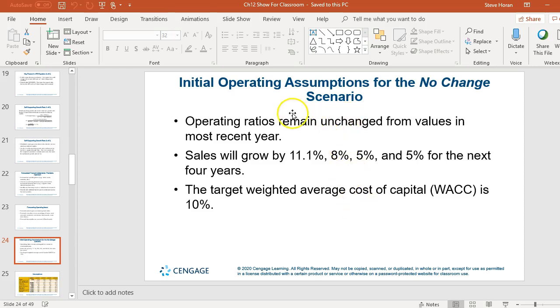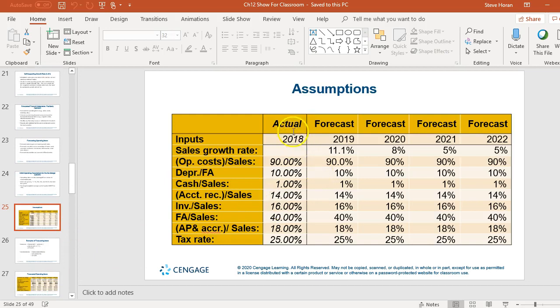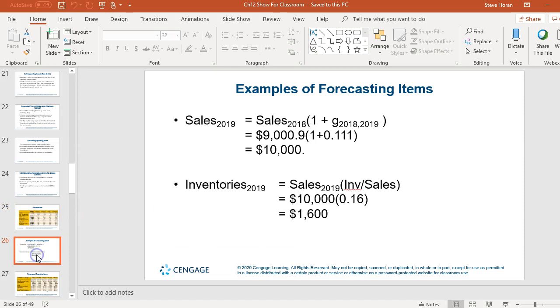So I'm going to give us an easy scenario first and say that let's look at the initial operating assumptions under a no change scenario. So we're going to grow sales over the next few years by 11.1, 8, 5, and 5 percent, and we're not going to change our ratios, and the WACC is 10%. So here's our numbers. The ratios today, 18 being our current year, and then here's our forecasted growth for the next 4 years. And then remember that we're keeping all these ratios constant. Okay, so all these ratios stay the same. Even though sales changes, we're holding those ratios to be constant.